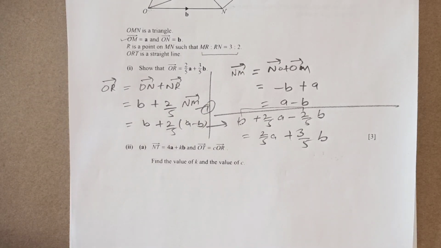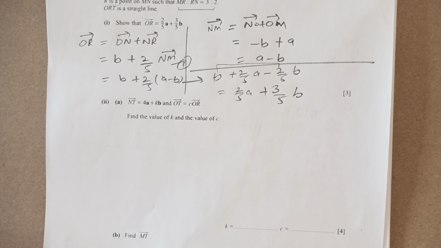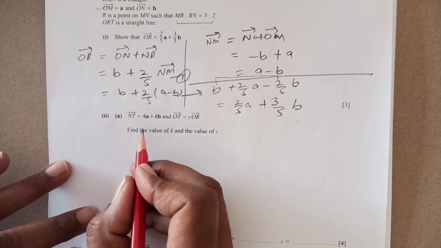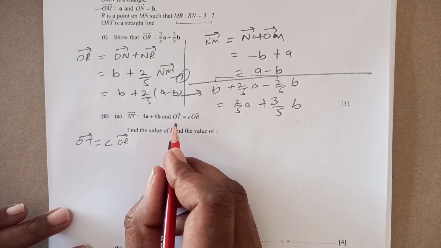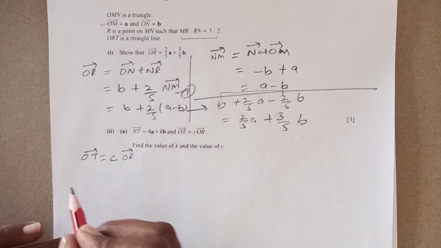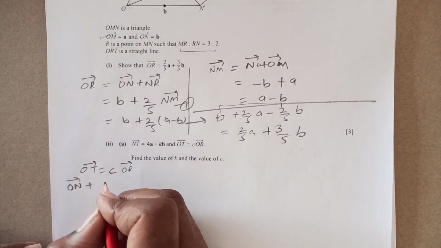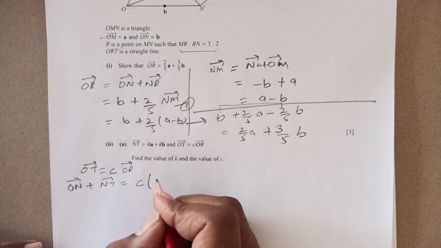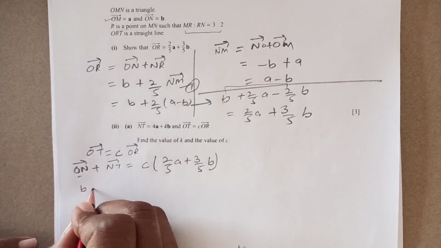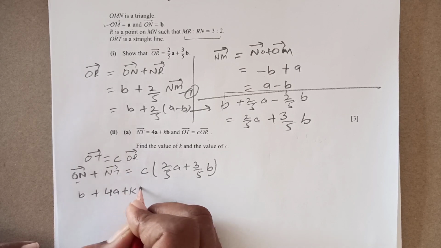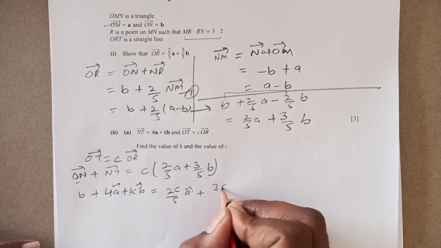So now part 2, we have here NT equals 4A plus KB, OT is equal to C times OR, then find the value of K and the value of C. We are given OT is equal to C OR, right? Now OT is what? From the diagram, OT is ON plus NT, equals C OR, which is 2 over 5 A plus 3 over 5 B. So ON is B here, and NT is 4A plus KB. Then this is 2C over 5 A plus 3C over 5 B.